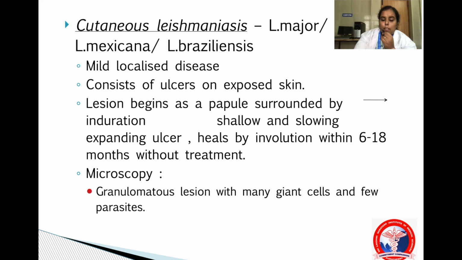Cutaneous leishmaniasis can be mild and localized, consisting of an ulcer on the exposed skin that heals by involution by 6 to 8 months without treatment. What we see on microscopy is a granulomatous lesion with many giant cells and few parasites.